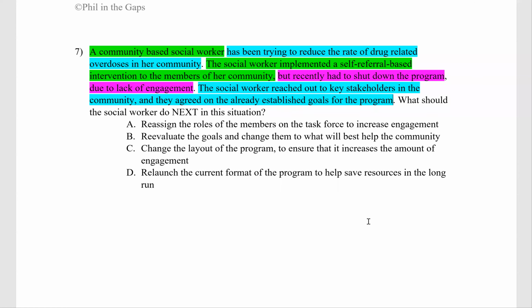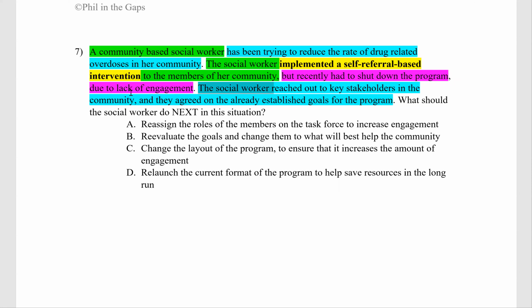So keep those in mind as we go look back and see what the question's looking at in particular. So quick review: a community-based social worker trying to reduce the rate of drug-related overdoses implemented a self-referral-based intervention. So that's the current format of our program to the members of the community. It got shut down. No one's engaging.